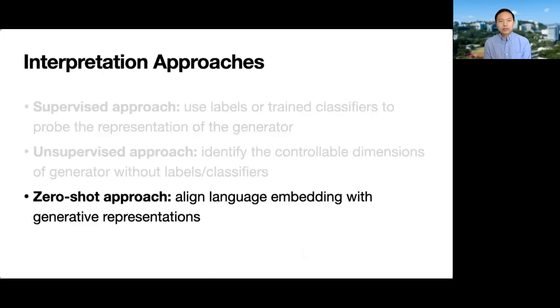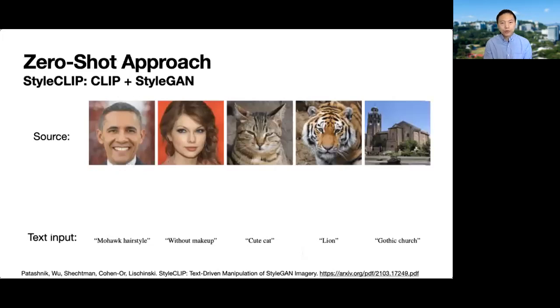Lastly, let's take a look at this very recent zero-shot approach that tries to align language embeddings with generative representations. Here is a very recent work from Adobe and Hebrew University. They developed a method called StyleCLIP that tries to combine the CLIP embedding with StyleGAN. Their model can work with input like this: given a source image and some text input, we want to manipulate the source image according to the text input.